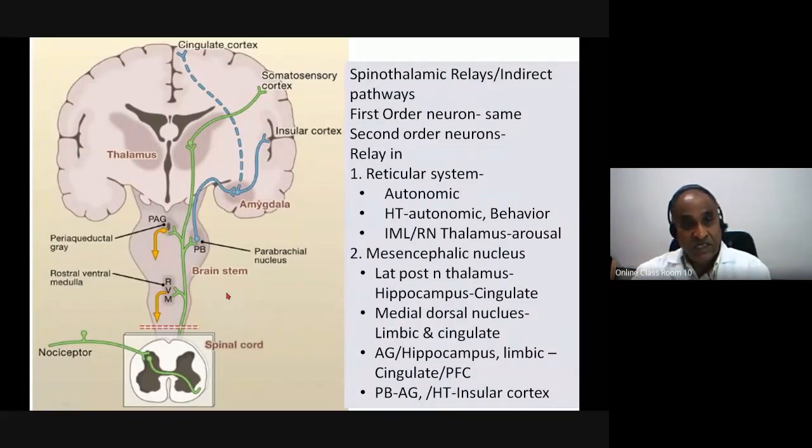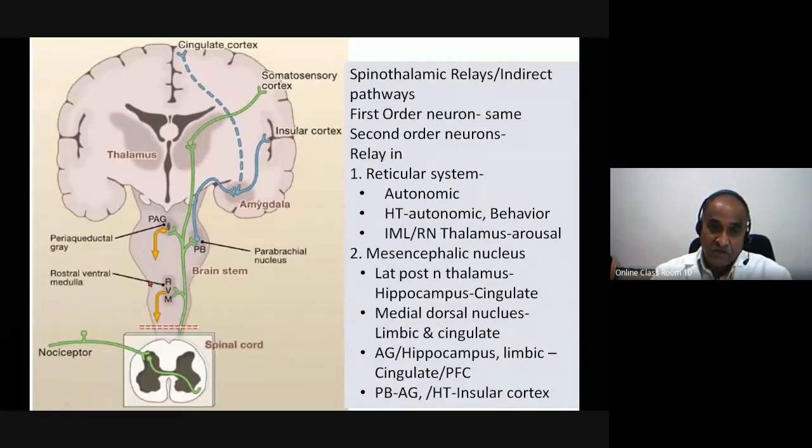Indirect pathways mean from the reticular nucleus to the thalamus and to the cortex. These indirect pathways are necessary for the autonomic reflexes. These autonomic reflexes include blood pressure regulation and respiratory regulation. Suppose there is a painful stimulus, maybe respiration may be altered, the blood pressure may be altered. That type of pressure response is brought about by the reticular relays. So that is the autonomic response.